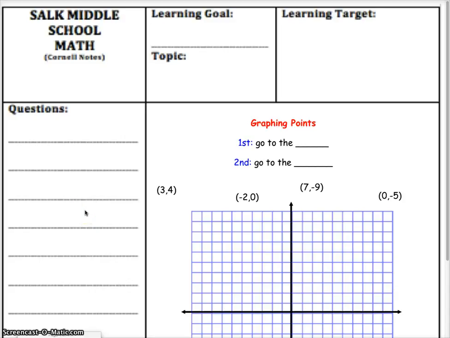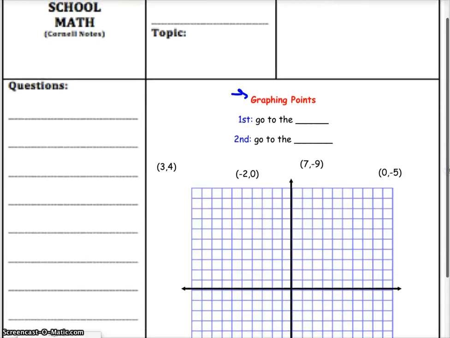Okay, the next target here is going to be to graph points. We should probably have done this first. It makes the most sense, but that's okay. We'll just roll with it. So remember, a point is always the x and then the y.